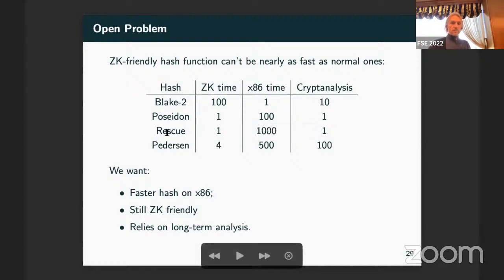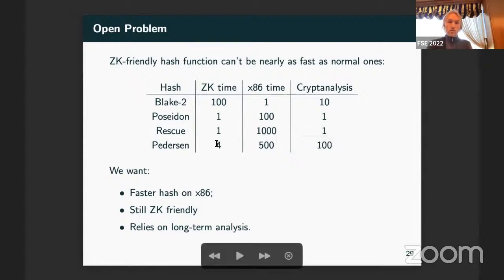A different line of work around Tomer and Eli Ben-Sasson and others, Rescue, was a very nice design, achieving very similar zero knowledge properties. Also didn't care too much about the plain performance. It looks even worse, actually.